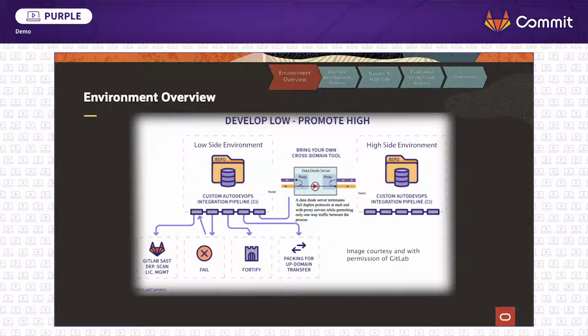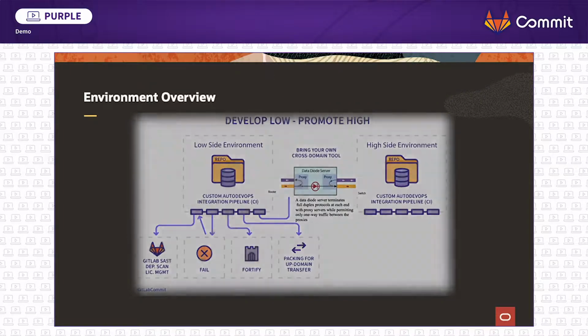Please note that all of this is resident within the unclassified Oracle Cloud for this demo. The cross-domain tool is being simulated for the purposes of this demo. However, when moving from one secure network to another, technologies such as cross-domain guards and data diodes can be utilized to facilitate transfer between two air-gapped networks. Now I'll hand it over to Josh Tatum, who'll dive right into the demo.